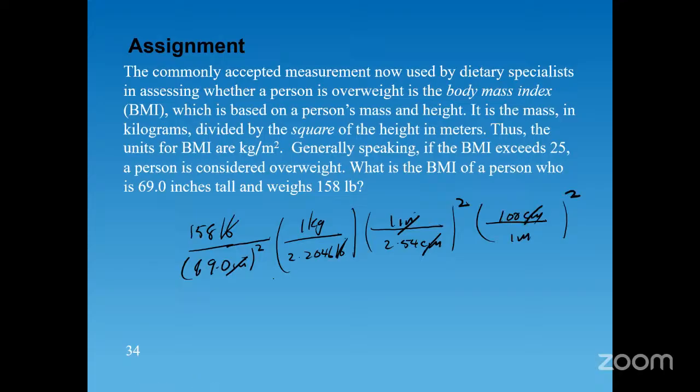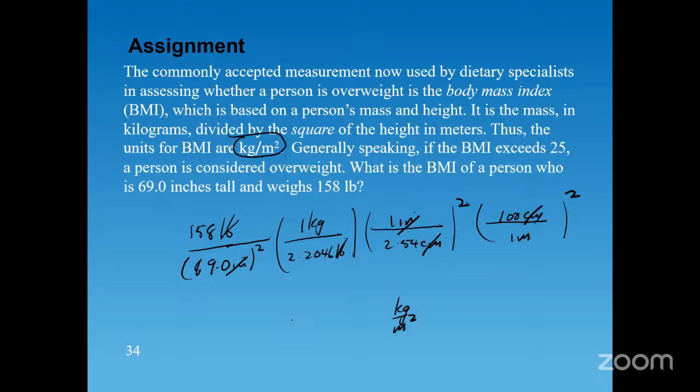All right. And then we do the calculation. So the final units, by the way, in your answer would be kilogram per meter squared, which is basically what is required there. So let's do the number crunching. 158 divided by 69.0 divided by 2.2046 divided by 2.54 squared. And then multiplied by 100 squared.